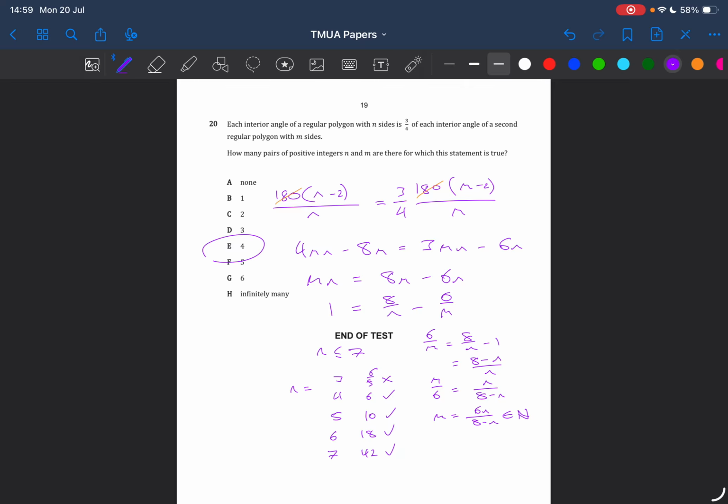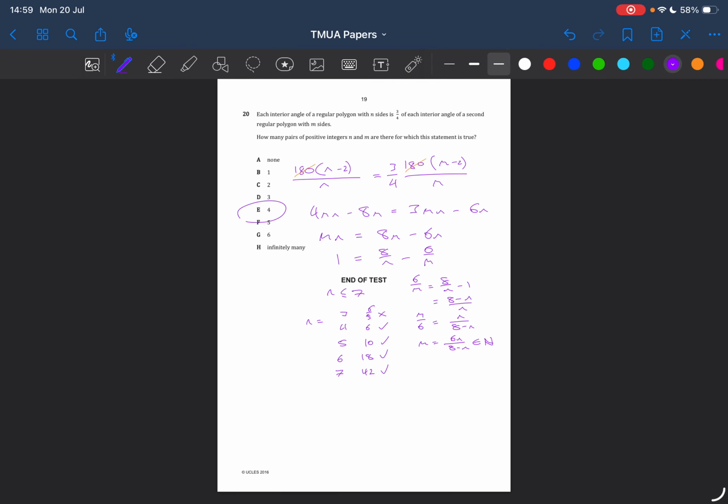Number 20. Where is it? E is the answer. Yes. Yeah, lovely, jubbly. So that was good. That's not too bad as they go, I don't think.